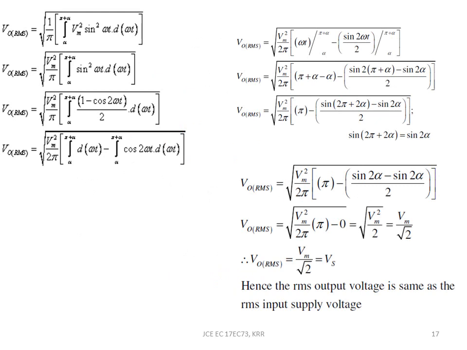So the explanation goes like this. What we have done is I have substituted 1 upon pi, and inside I have substituted Vm sine squared omega t and put the root sign.